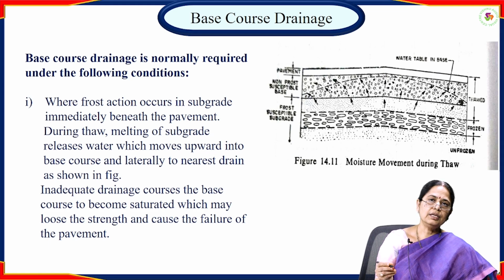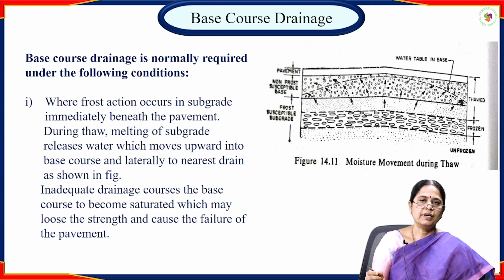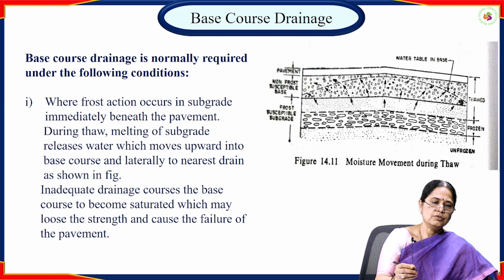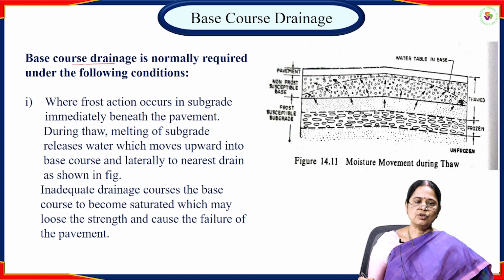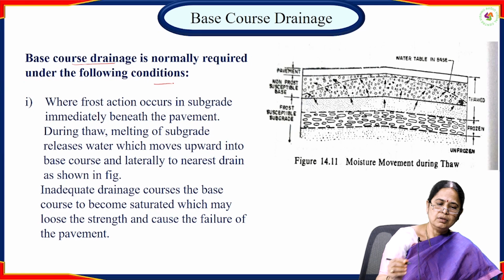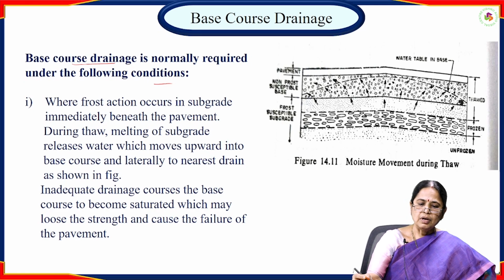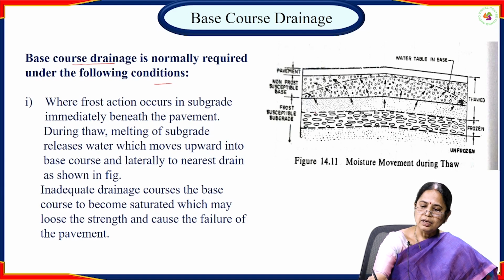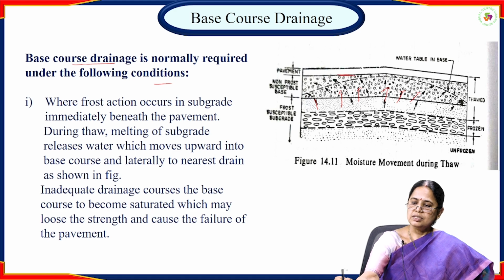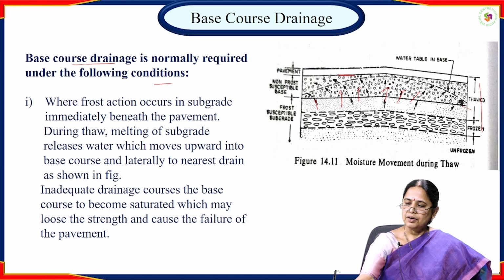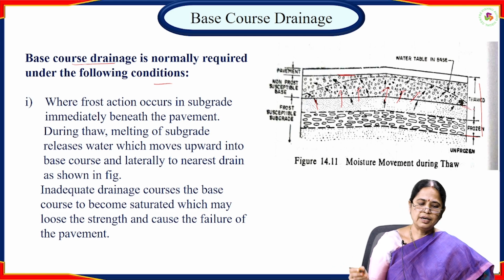What are the conditions that make it necessary to provide subgrade drainage or base course drainage? Base course drainage is normally required under the following conditions: where frost action occurs in the subgrade immediately beneath the pavement. During the thaw, the water rises and comes beneath the pavement surface. This water has to be drained through the side drains.